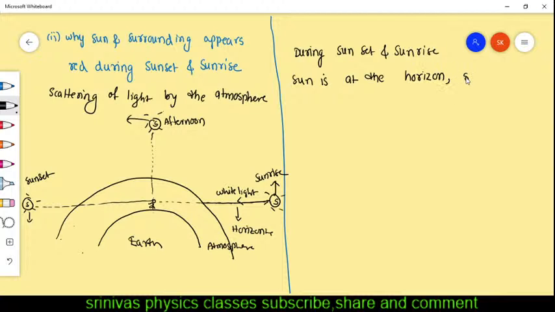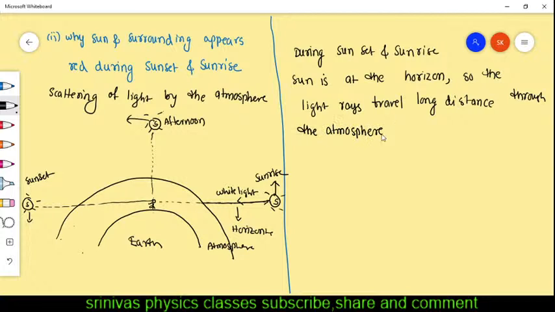So light rays travel a long distance through the atmosphere. Why? You see, in the afternoon, this much distance it is traveling through the atmosphere to reach the person. But in the morning and in the evening, this is the distance, a long distance it is traveling through the atmosphere.